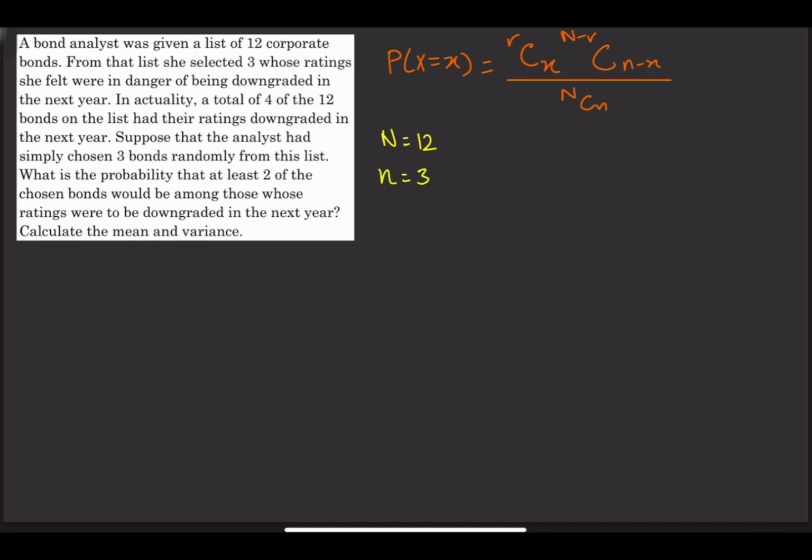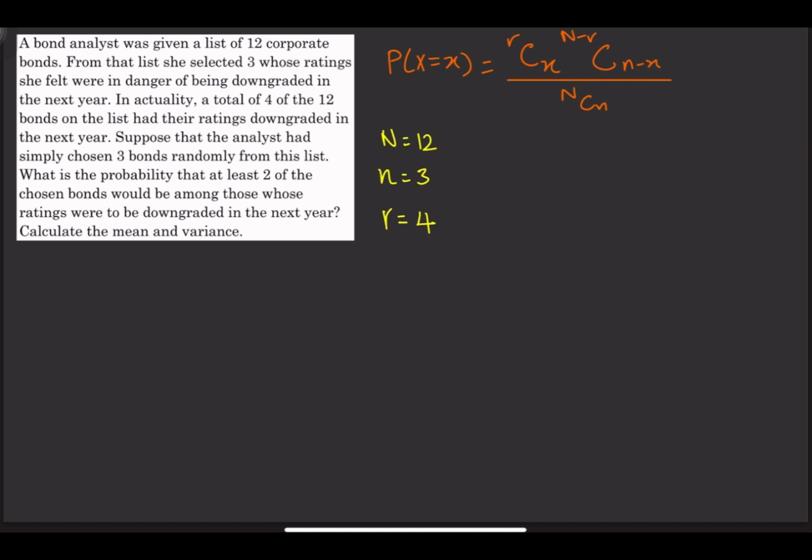In actuality, a total of 4 of the 12 bonds had their rating downgraded in the next year. That means the total number of successes in the population is 4, so 4 out of 12, right? Now, suppose the analyst has simply chosen 3 bonds randomly from the list. What is the probability that at least 2 of the chosen bonds will be among those whose ratings were to be downgraded next year?